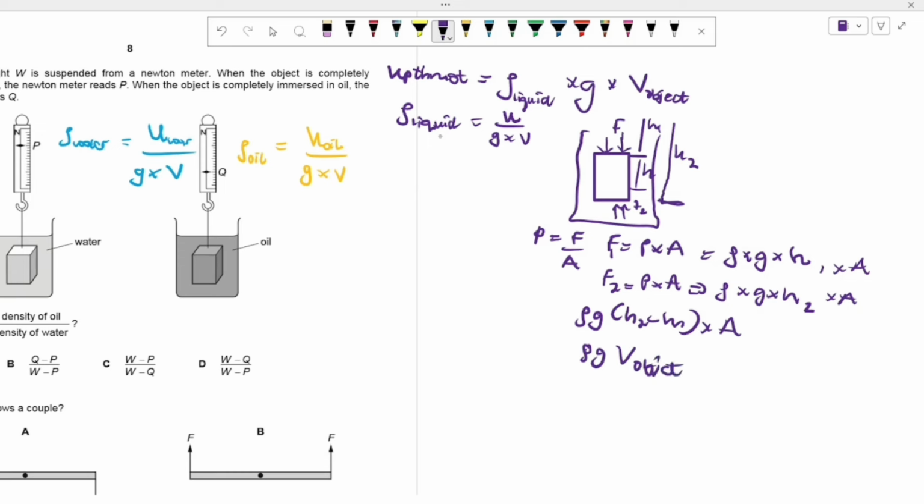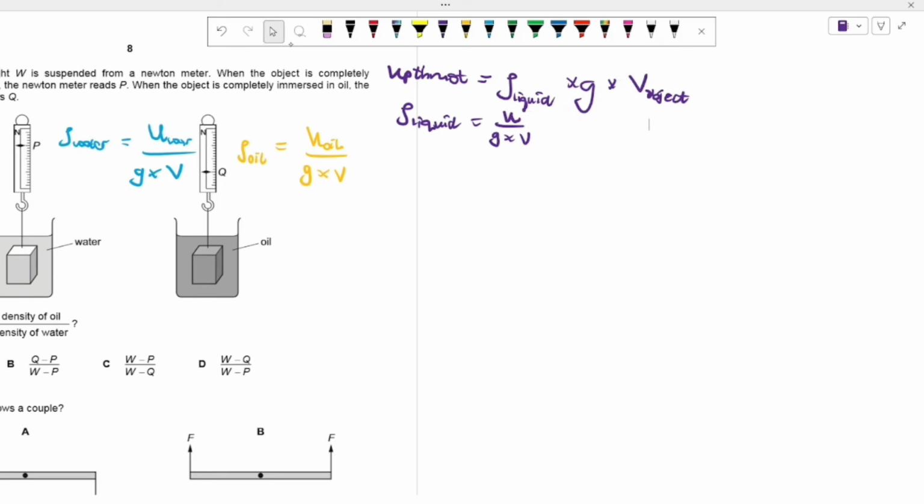The differences in pressure on the top and the bottom, and the differences in those forces, is basically going to be your upthrust. So it's very important for you to know this stuff. Don't just memorize it, but actually know where it comes from. Why do I say the density of the liquid times G times the volume of the object?